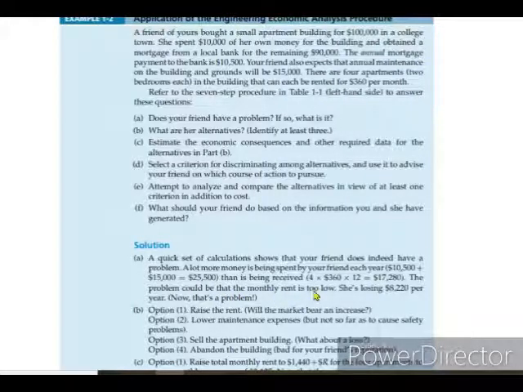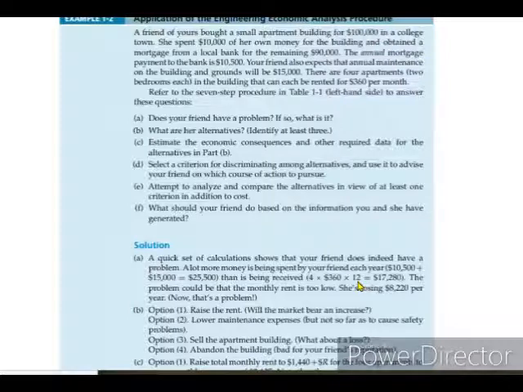Because he only received 4 times $360 times 12. Okay? It's equal to $17,280. So why is the computation like this? Because it is said here in the problem, there are 4 apartments. That's why 4 times. Okay? And $360 is the cost of the rent for that apartment. And then 12 is for the 12 months of a year.